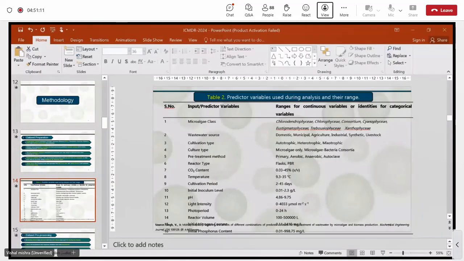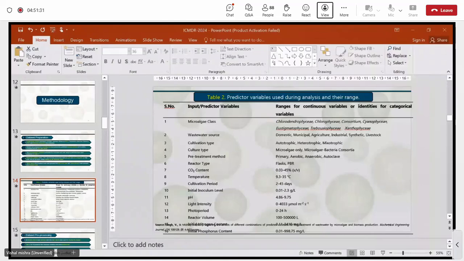Then the pre-treatment method is primary, aerobic, anaerobic, and autoclave type. That means these are the pre-treatments we have done, four types in all. Although autoclave is more energy expensive, in most of the experiments we found that it is more effective in getting the highest yield and in treating the wastewater.